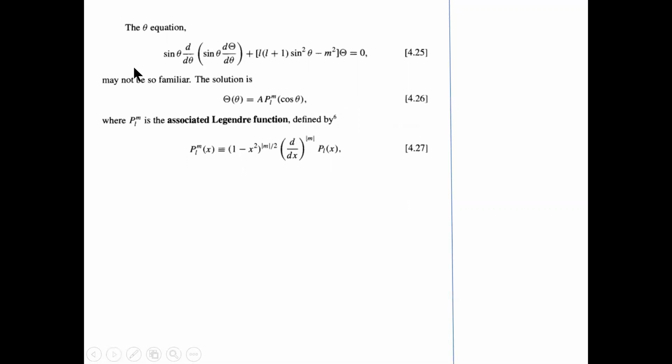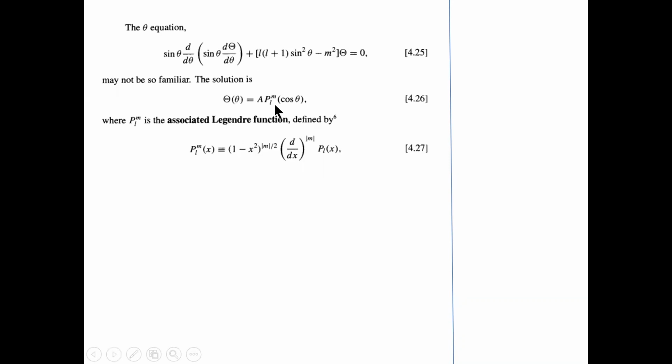Then we have to solve the theta equation. The theta equation is written out here. In our mathematical physics series we learned a few special functions, and we'll be using these special functions all around. We've already used a lot of special functions, for example the Hermite polynomials to solve the harmonic oscillator problem. So this is a kind of special function. This differential equation has a solution called the associated Legendre function.